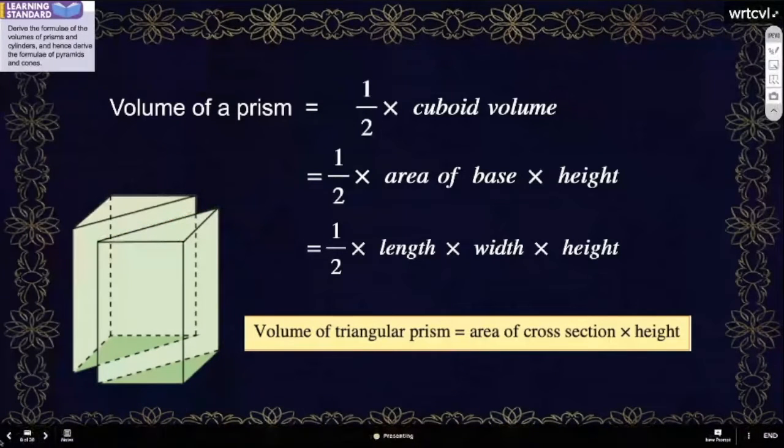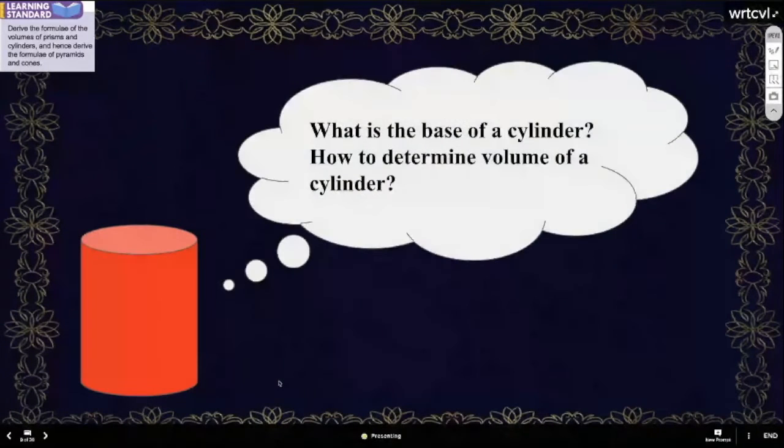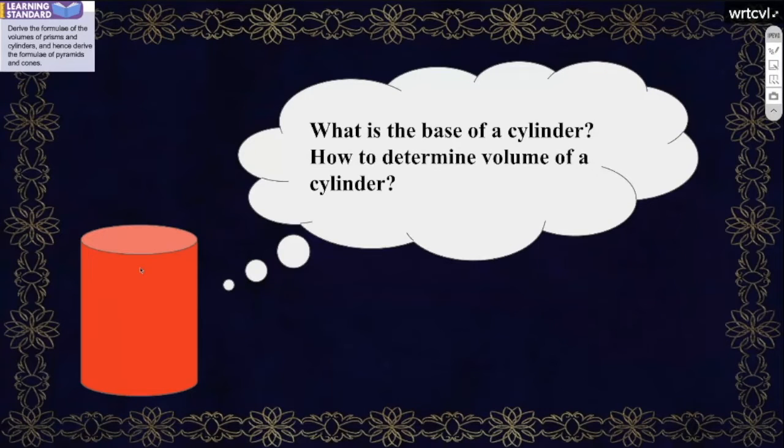We go to the next shape. The next shape is this. This is a prism. Now we go to the cylinder. So what is the base of the cylinder? Can you see the base or not? So what is the shape of the base? A circle. Yes, good. So how to determine the area of a circle? Remember or not? We learned. Yes, pi r square.